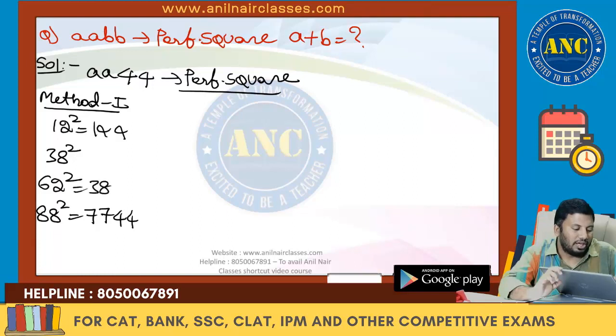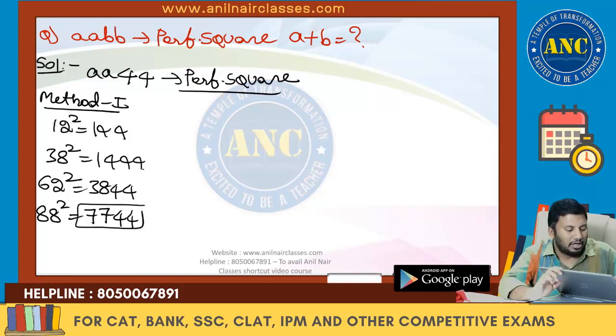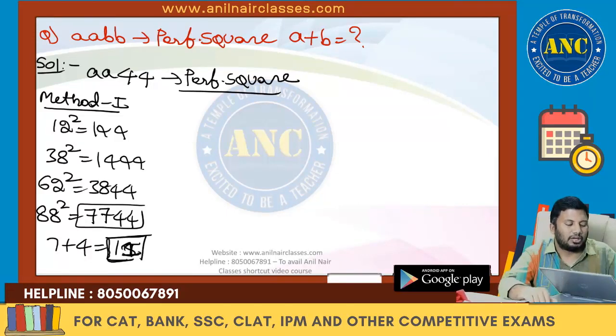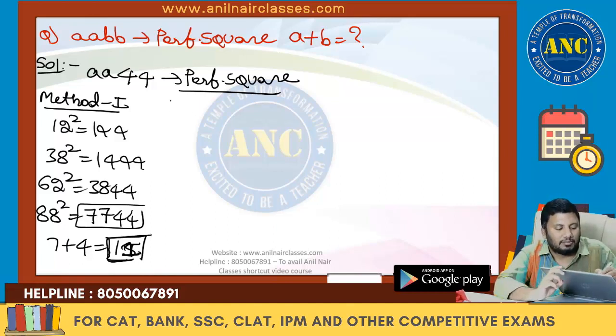This is 3844. 38 square is 1444. AABB. So the answer for this question is 7 plus 4, equivalent to 11. 11 is the answer.